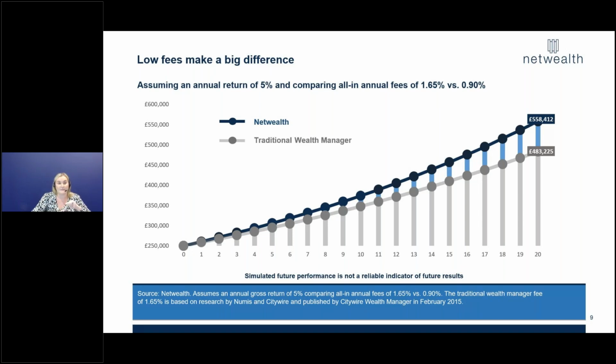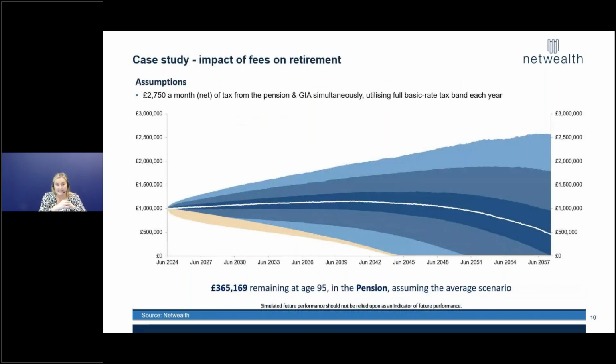And that's something we're going to spend a little bit more time on now with some modelling on the next slide. So this case study is specifically focusing on the impact fees can have on a retirement pot. So here we're looking at an individual 60 years old looking to draw an income from their investment portfolios. Their portfolios total £1 million, with the main bulk of that in the pension account, as is the case for most people. And they're looking to draw a retirement income of £2,750 a month, net of tax, from their portfolios starting now.